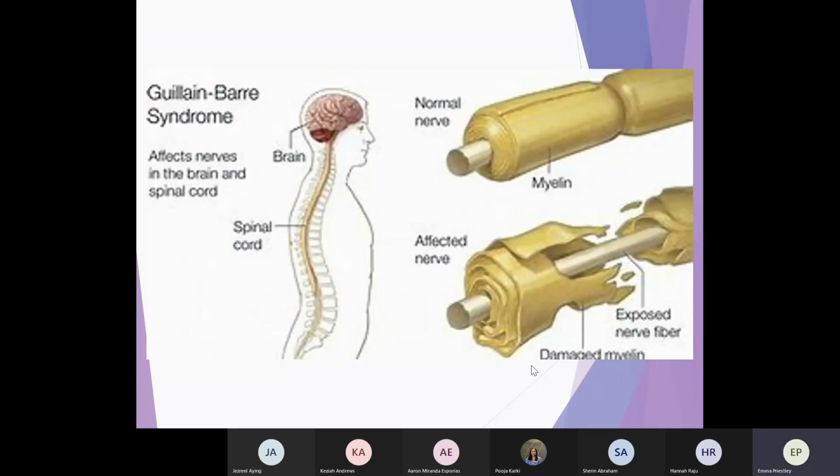Here's the picture I was talking about. So this is what it does. You've got your myelin, and the body has attacked its own myelin sheath. This autoimmune condition, the more you think about it, for the body to do that, it really isn't very clever, but that's what it does.